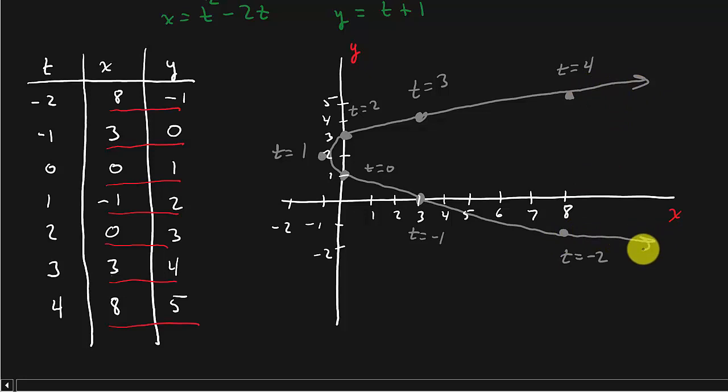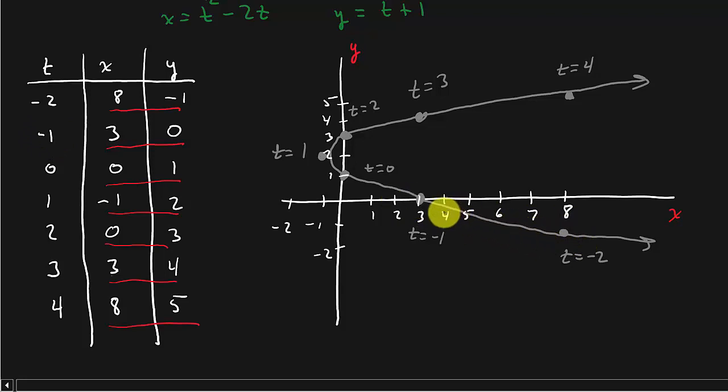All right, so that's the graph we drew. But we also have to label the direction. Now, look what happens. You see when t is -2, here's our point. And then when t is -1, here's our point. So you can see we're moving in this direction here.